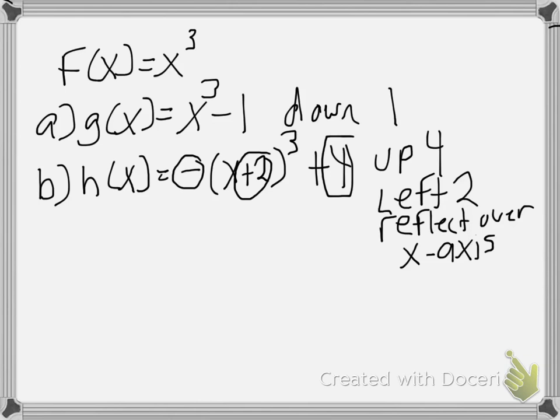Sorry about that, guys. As I was saying, when you're doing these, do the order of operations first. You're going to go left 2 first, then you're going to reflect it over the x-axis, and then you will move it up 4. Please do not move it up 4 and then reflect it. It does make a bit of a difference. Okay, so please, order of operations: inside the function first, then the reflection, and then up or down.